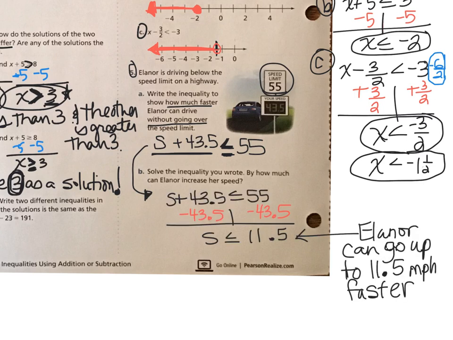So when I solve this inequality, what I'm looking for is what could her increase in speed be without going over the speed limit. So I'm going to subtract from the 55-mile-an-hour speed limit her current speed, which is 43 5/10 miles per hour. And what I get is 11 5/10. Now what that tells me is that Eleanor's speed could be up to and including 11 5/10 miles an hour faster than where she is currently traveling. If she exceeds 11 5/10 miles per hour faster than her current speed, then she'll be going over the 55-mile-an-hour speed limit.